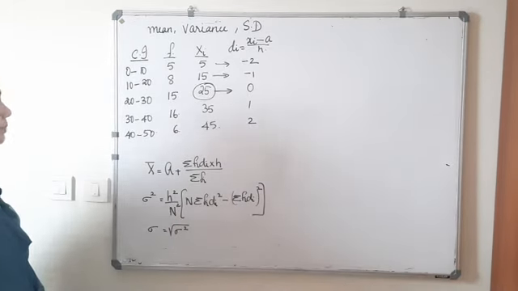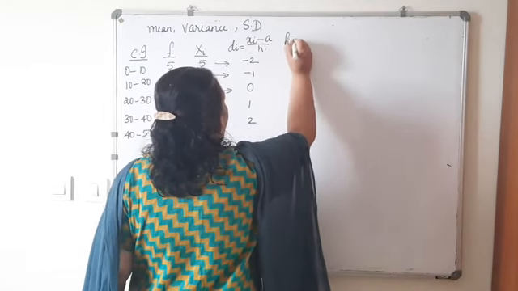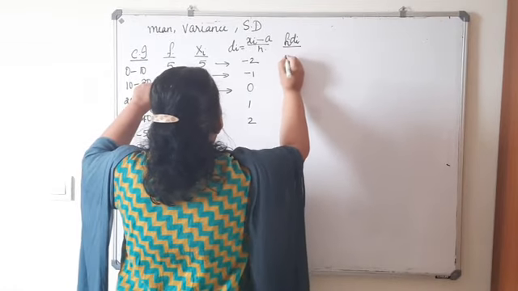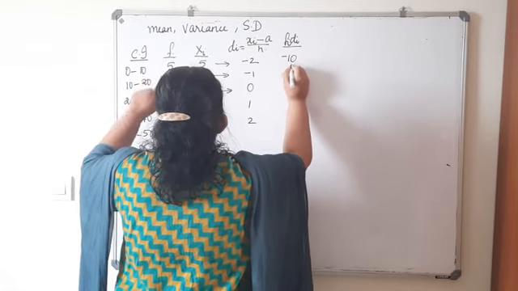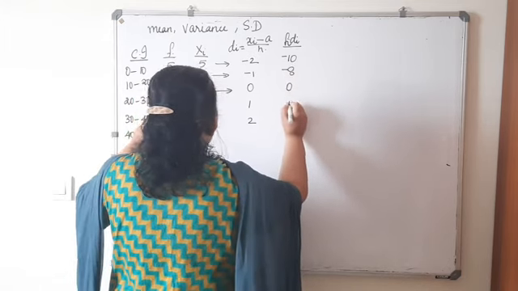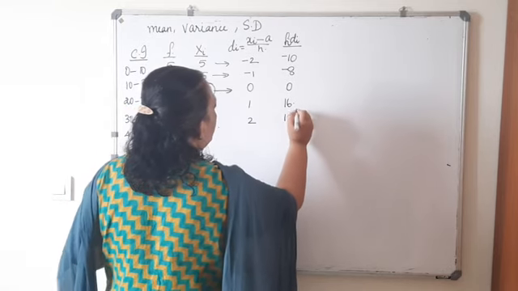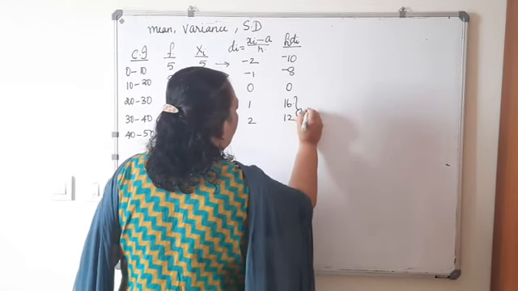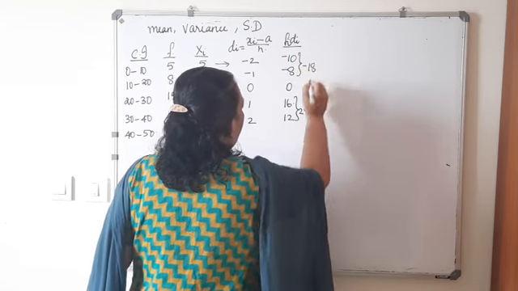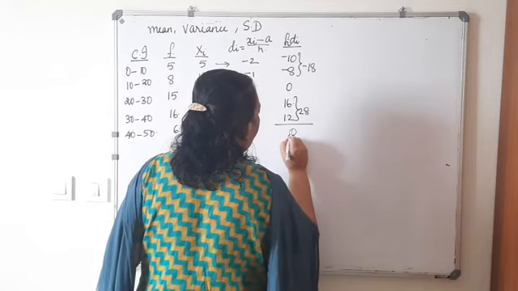Now next column, it will be fi into di. That is 5 into minus 2, minus 10. 8 into minus 1, minus 8. 15 into 0, 0. 16 into 1, 16. 6 into 2 is equal to 12. When you add, this is equal to 28 and this is equal to minus 18. So the total sum is equal to 10.